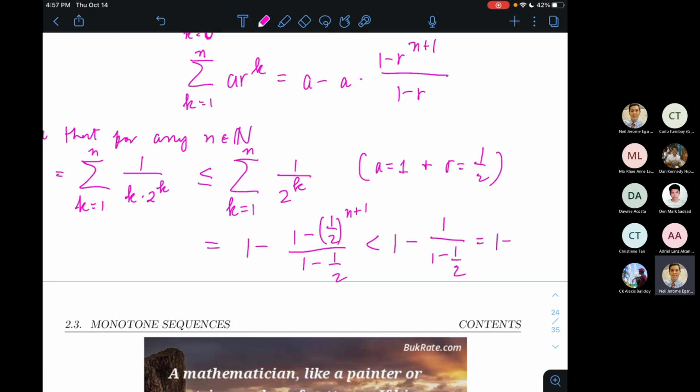Bakit magiging 2? May mali ba dun sa formula ko? Hold on. Double check ko yung formula. Tama pa ba mga pinagagawa ko, guys? Dapat 1 minus r to the n plus 1. Aha. Bakit siya naging less than negative 1? Parang mali yung kinuha kong bound. Aha. Hold on. Nakita niyo ba yung mali?